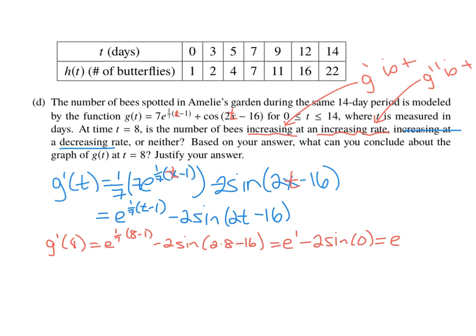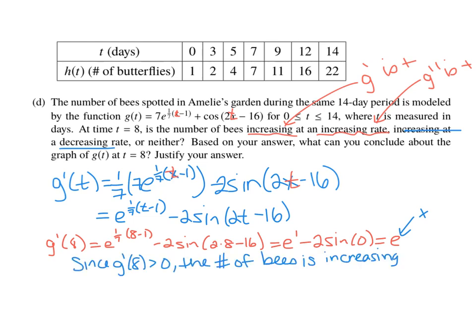I do end up getting that my derivative evaluated at 8 is e. E is a positive number. It's about 2.7-ish. So since I know that it's positive, the first thing I know is that the function is increasing at time t equals 8. So that's a good start. So I know that it's increasing.